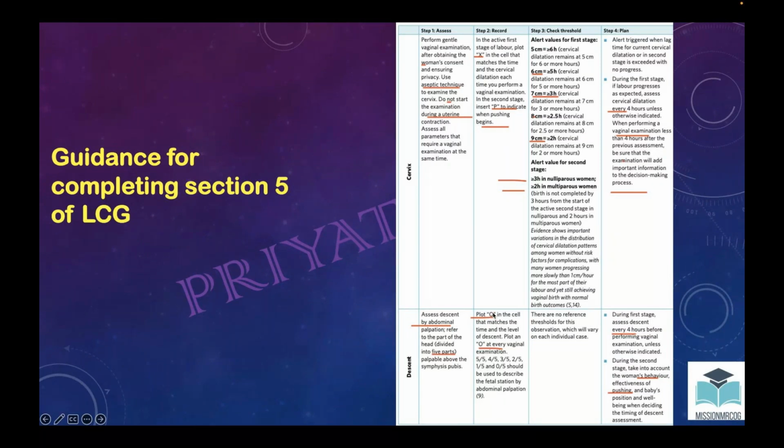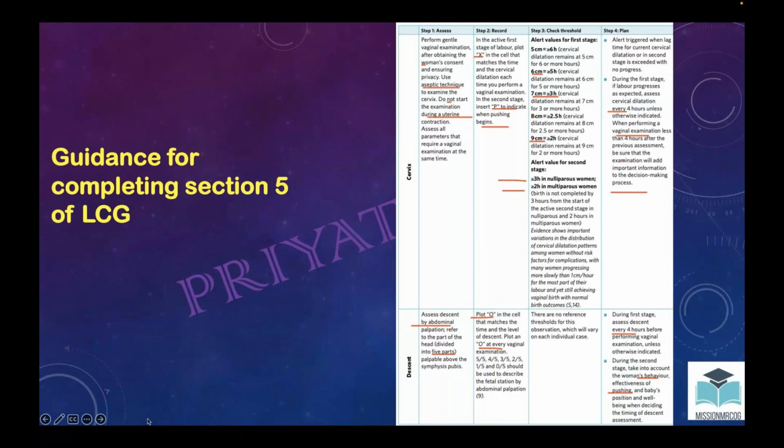Apart from this, examine the first stage every 4 hours. The examination has to be done and the descent has to be reviewed. In the second stage of labor, it will depend on how the patient is pushing, how the position is, and PV is done when any decision has to be taken. Okay, so this is about the descent.